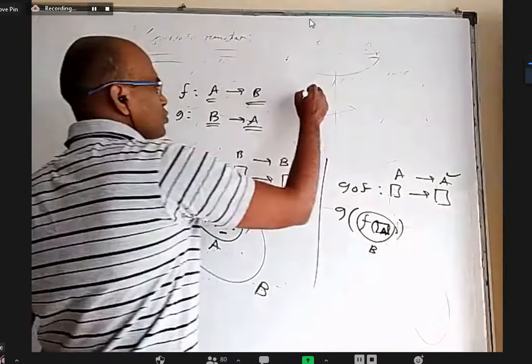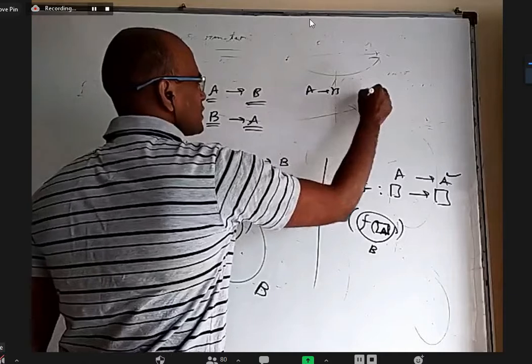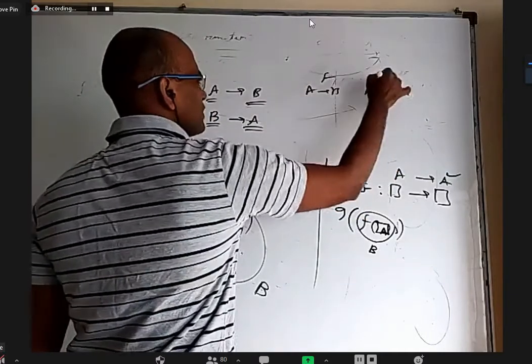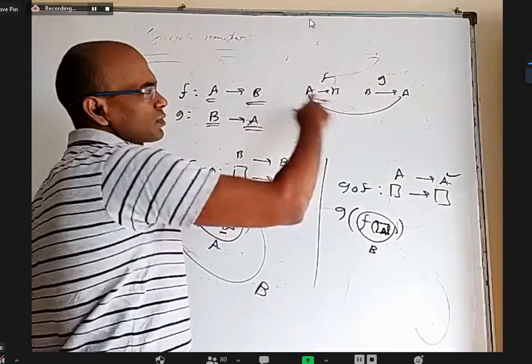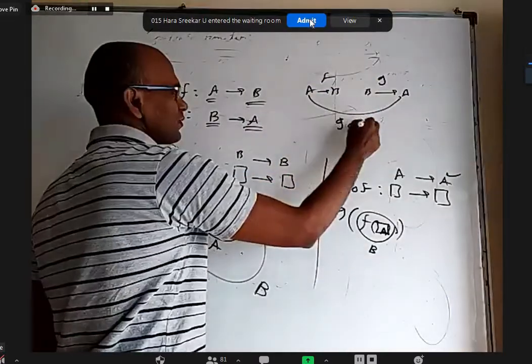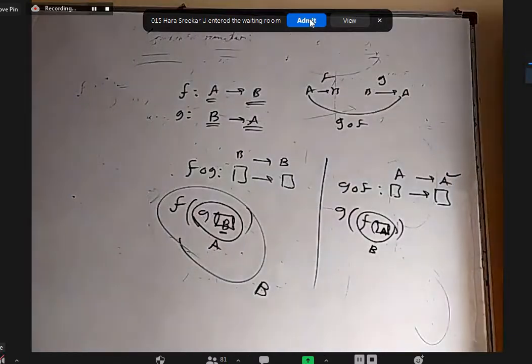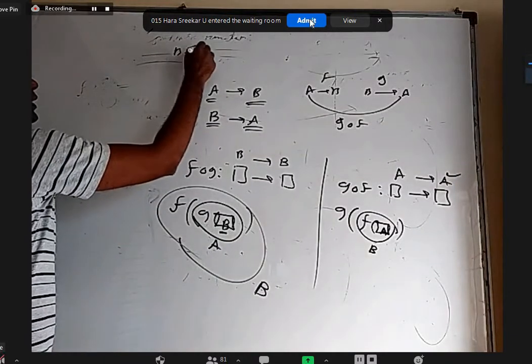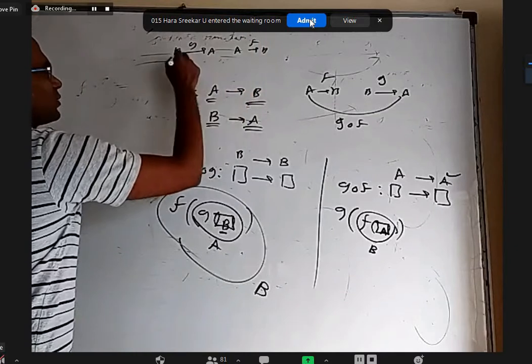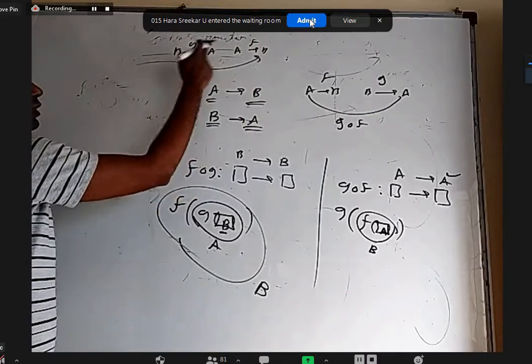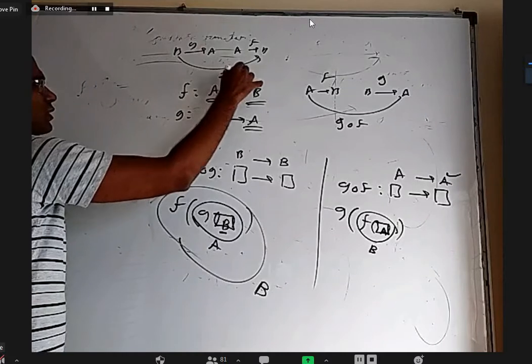So if somebody wants to remember, A to B is there and then B to A is there. This is F and this is G. If you want to connect to here, instead of taking in this order, you should take reverse. So it is G circle F from A to A. Otherwise, you can write B to A first, G, next A to B, next F. And when you connect from here to here, you should write reverse order, F circle G.